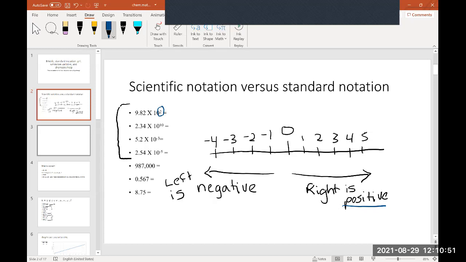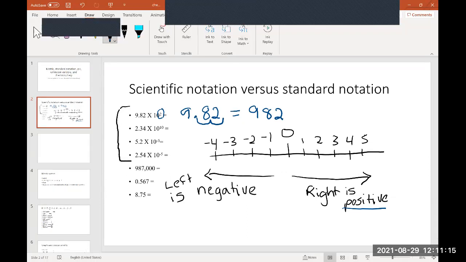So 9.82 with the decimal point moved 2 positions to the right will now become 982 in the standard notation. Forgive my sloppy writing. It's a little difficult to actually write on a vertical screen. I'll try and make that better.